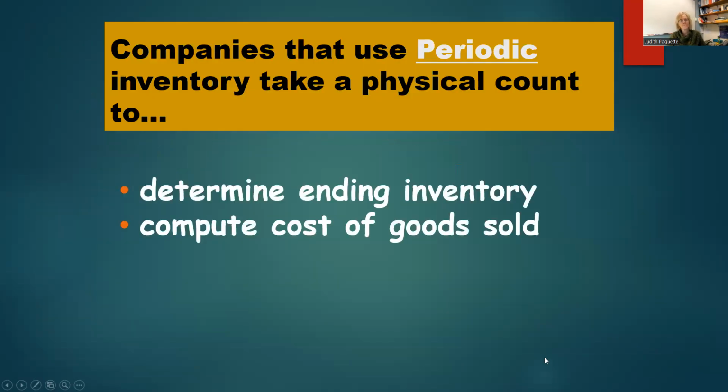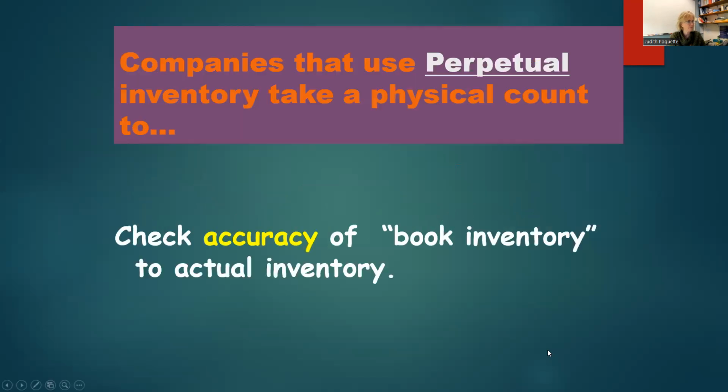So both companies have to take a physical inventory. You always have to substantiate your inventory. The question is, when do you calculate cost of goods sold? The perpetual system does it all the time. The periodic system does it once a year or once a month, and they have to take physical inventory to do it. All right, Michaela has a question.